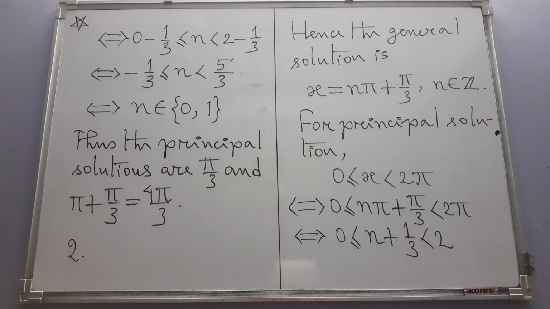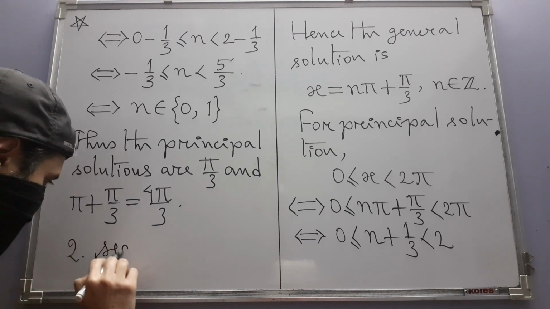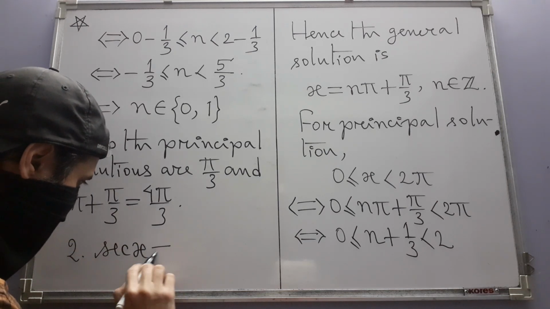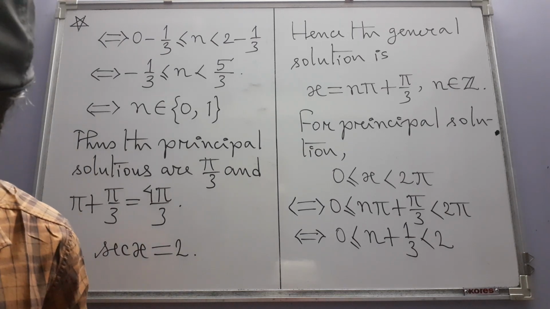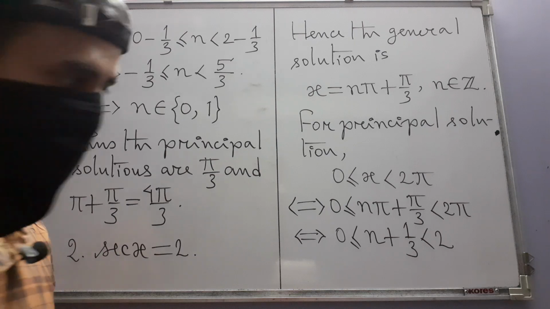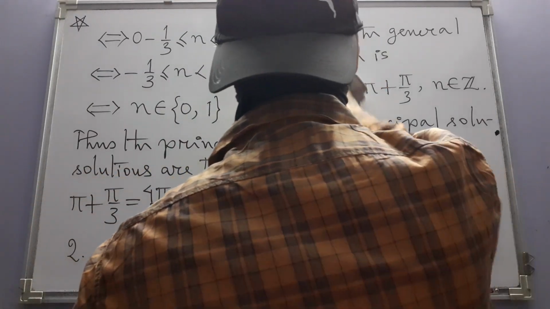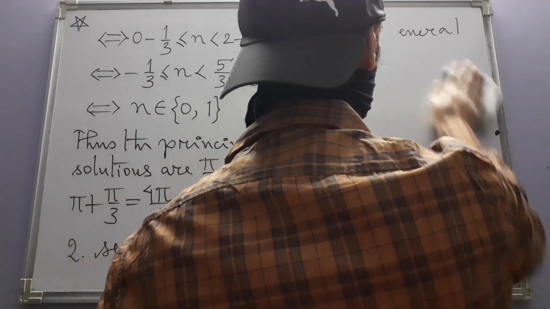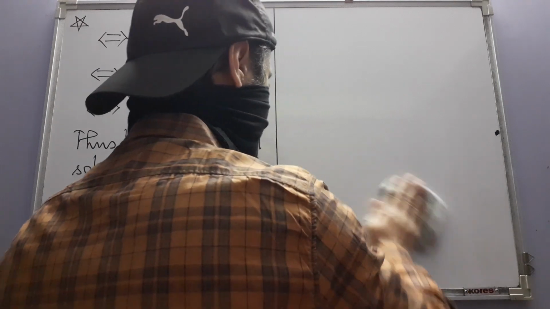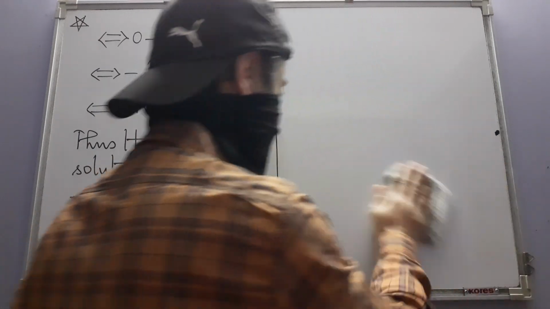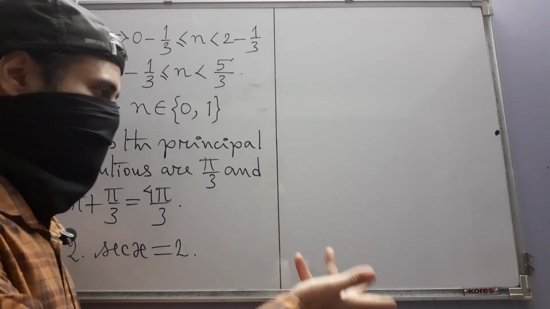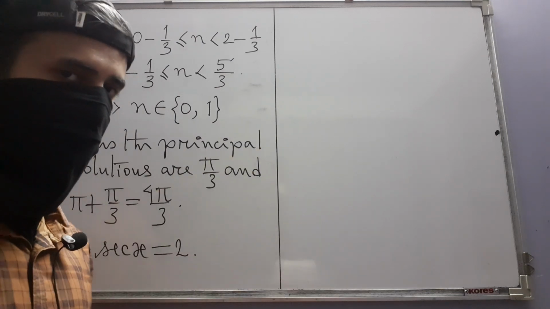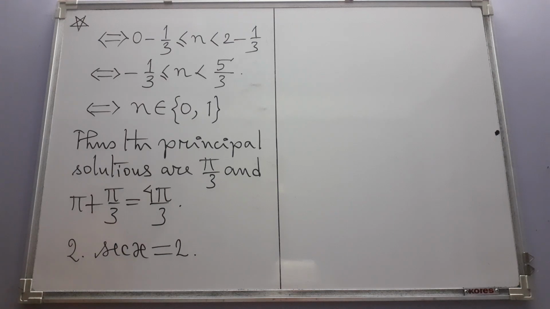Next, number 2. Number 2 is secant x equal to 2. Now that we have seen the process of finding principal solutions, for this one we do not need again all these explanations, we can just solve the problem.